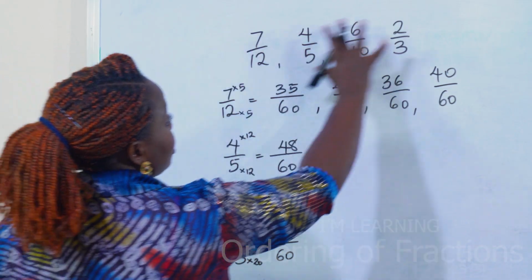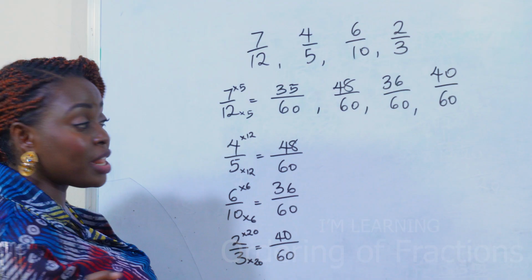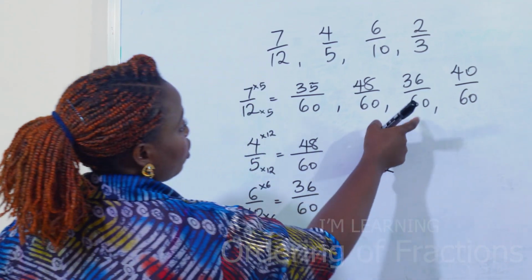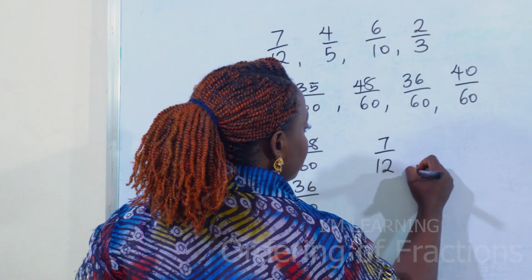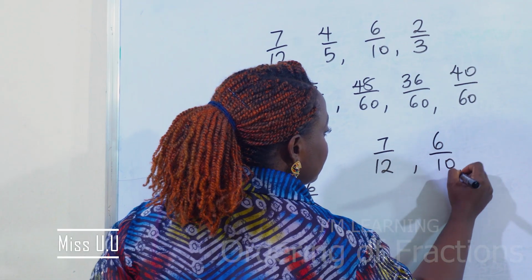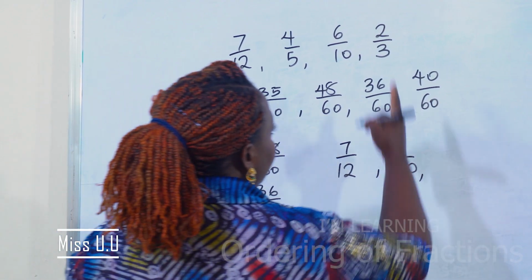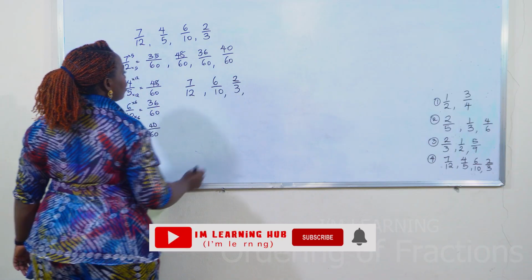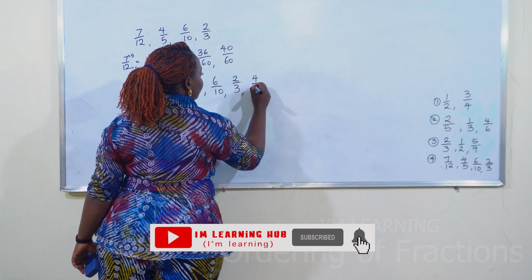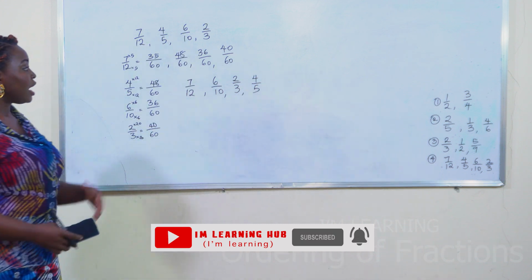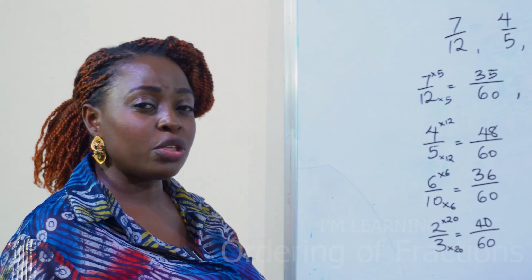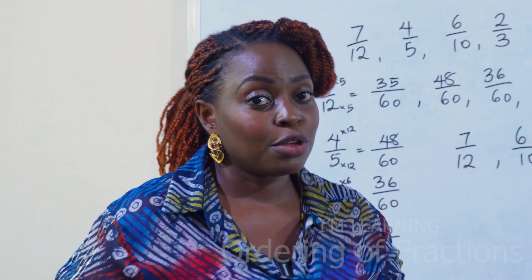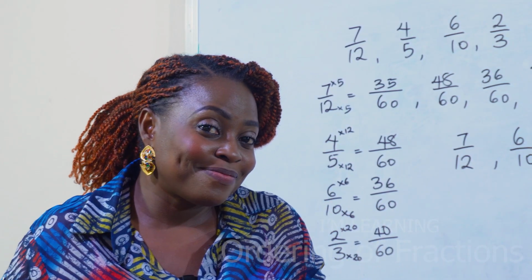So if we're to order these fractions from the smallest to the biggest, the smallest is going to be 7 over 12, followed by 6 over 10, followed by 2 over 3, and finally 4 over 5. And those are the two methods that you can use to order fractions from the smallest to the biggest.